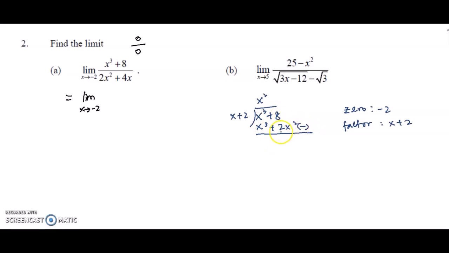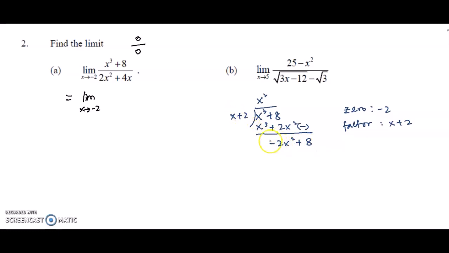8 minus 2x squared, you get a negative 2x squared plus 8. I always put my term with a higher degree of x at the front as a leading term. So I'm not going to put the 8 as a leading term. Here you can see that I put a negative 2x squared, then only I will put the 8 behind it.